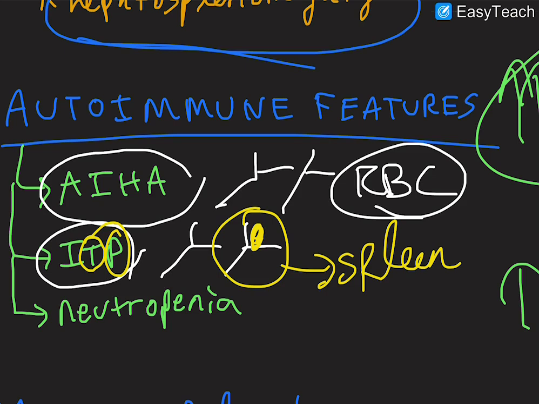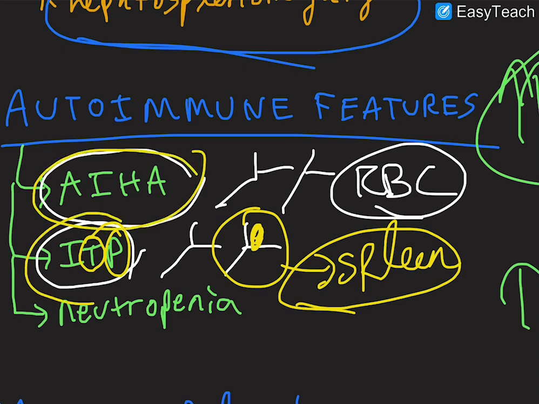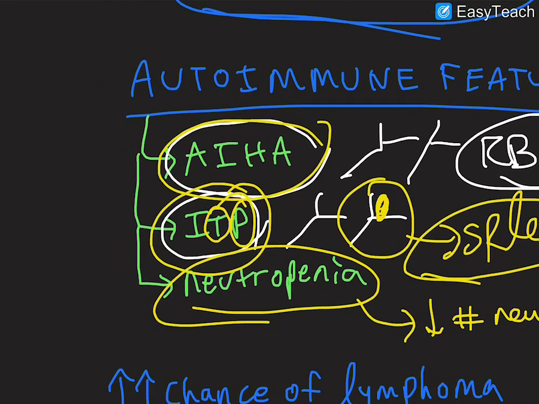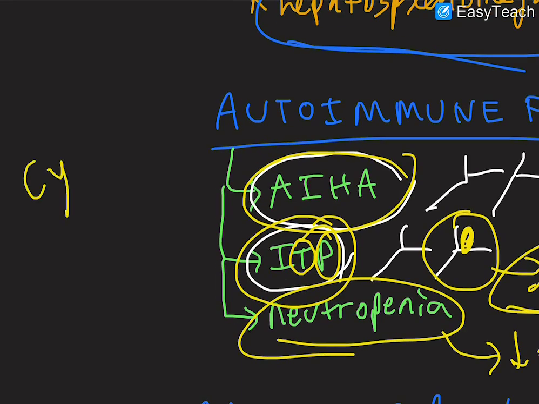That's why it's called immune thrombocytopenic purpura, because it's autoimmune. You see thrombocytopenia due to destruction of the platelets in the spleen, and due to that you see bleeding, one of those being purpura. So you can make antibodies against your red blood cells, platelets, and neutrophils, which leads to neutropenia, which is low neutrophil count. So cytopenias are basically the main autoimmune feature.